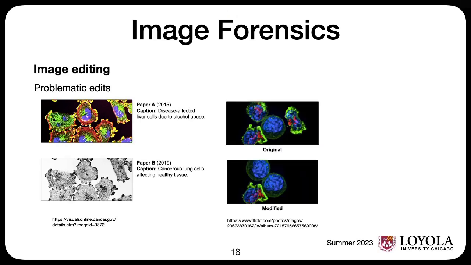Other types of manipulations we see is you get a single image and you may remove content or you may duplicate content, and then you can hide objects that you don't want to be there.